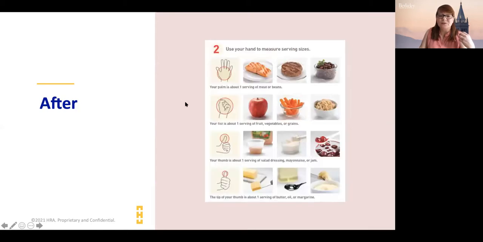I'm going to go on to the next one. There we go. So this is similar to the before image we looked at. There's a few notable differences.